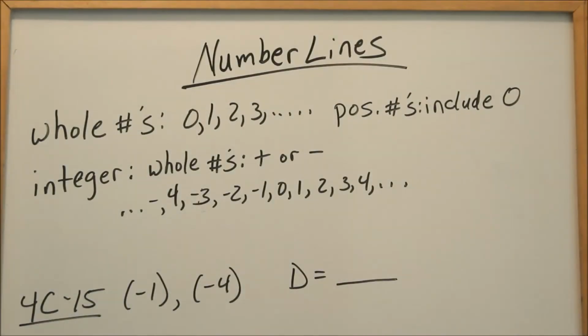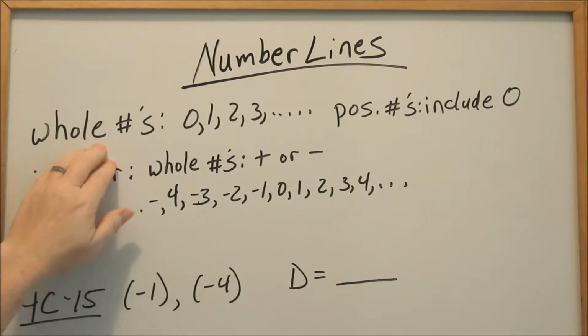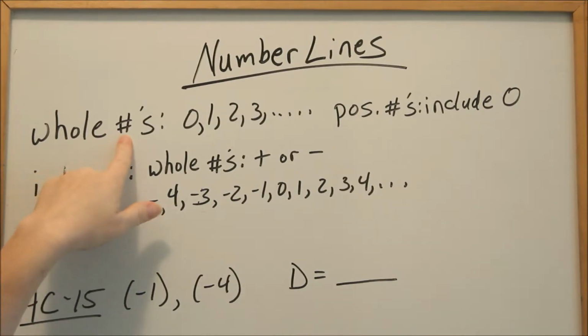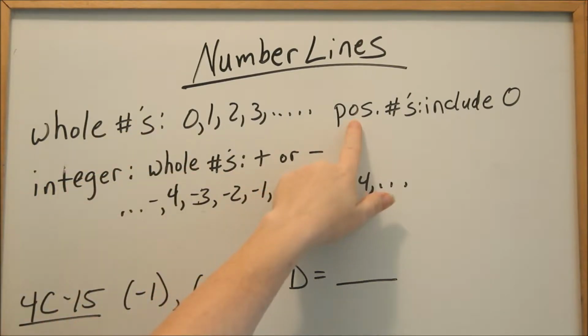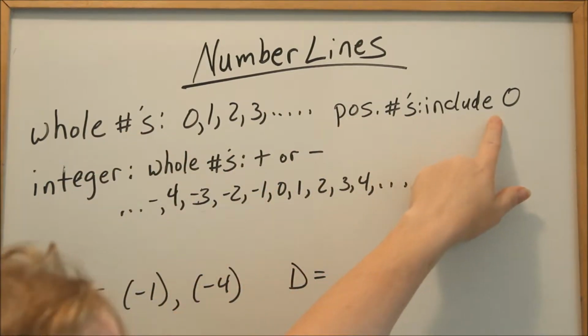Okay, we're talking about number lines here and also different types of numbers. The first definition I want to point out is the definition of a whole number. What is, and this little mark, this hashtag, is an abbreviation for number. So whole numbers. What are whole numbers? Whole numbers are positive numbers that include zero.